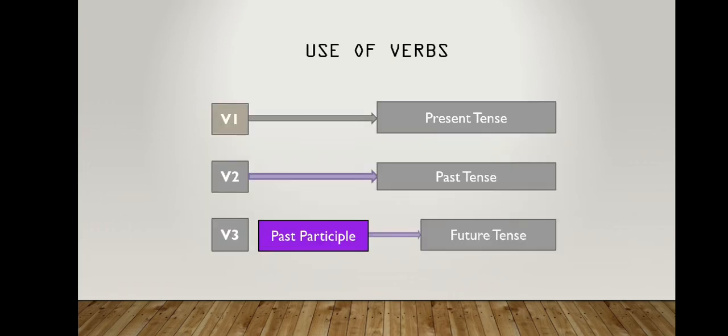Use of verb. Verb 1, used in the present tense. Verb 2, used in the past tense. Verb 3, past participle, used in the perfect tense.